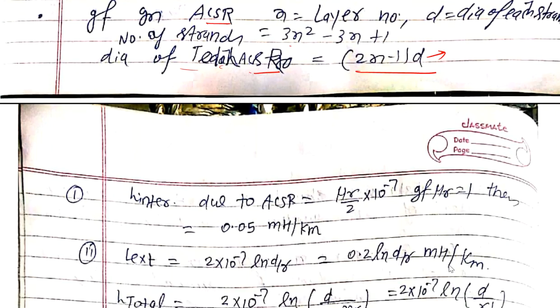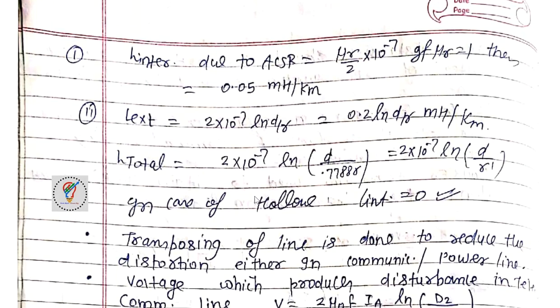Next, the internal flux linkages due to an ACSR conductor is equal to mu r by 2 into 10 power minus 7. If mu r is equal to 1, that is the relative permeability of air, which is generally 1, then internal inductance is equal to 0.05 millihenries per kilometer. External inductance is equal to 2 into 10 power minus 7 ln of d by r, which is 0.2 ln of d by r millihenry per kilometer.